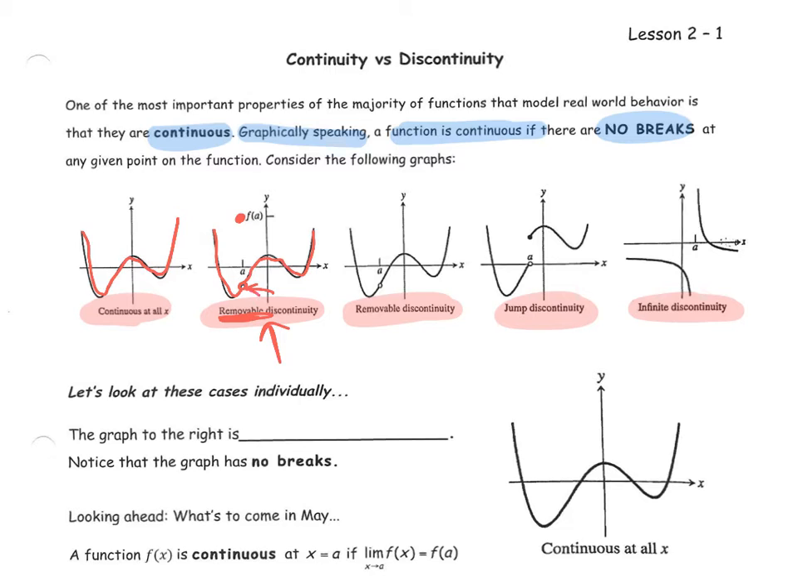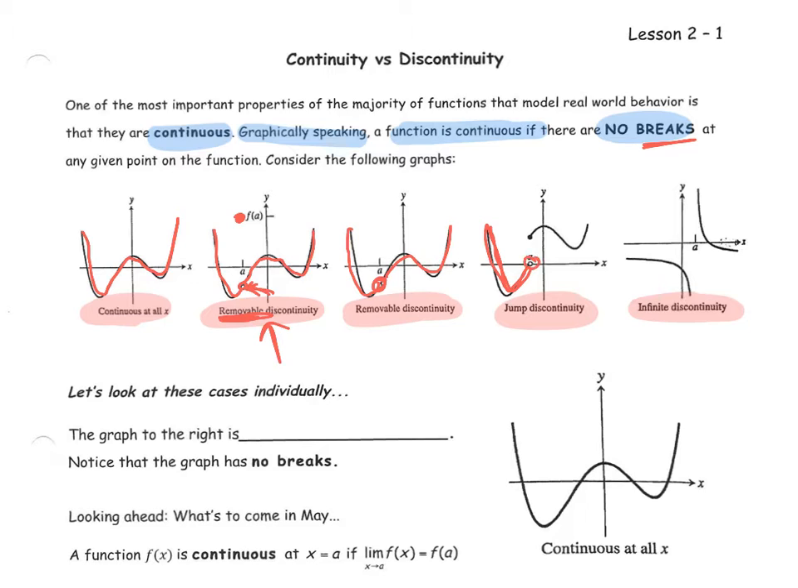There is a hole in the graph. Even though there was a point plotted up here, it doesn't matter. There's still a hole in the graph. Similarly over here, this is also a removable discontinuity. There's a hole here, and then the graph continues. There's a break. Again, continuing on, if I look here, I have a jump discontinuity.